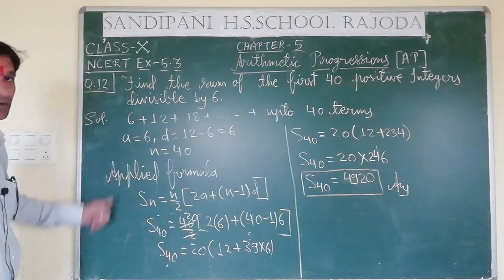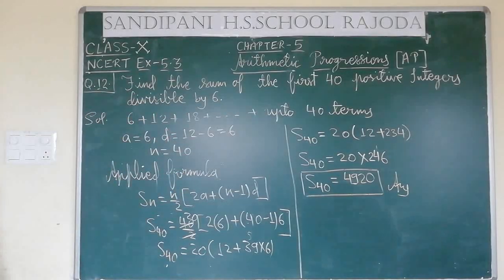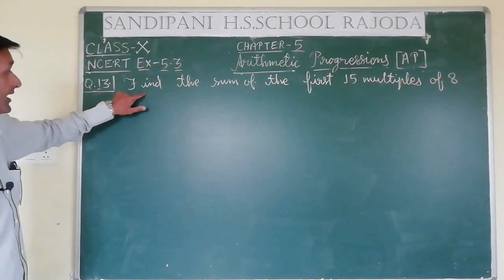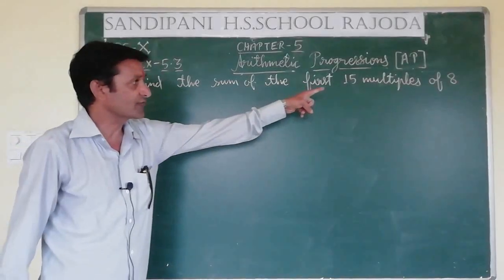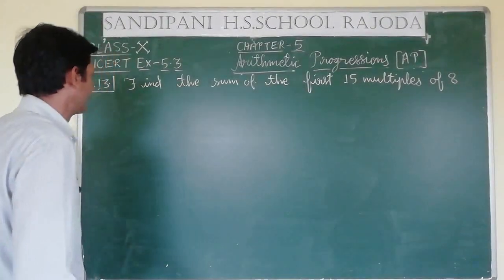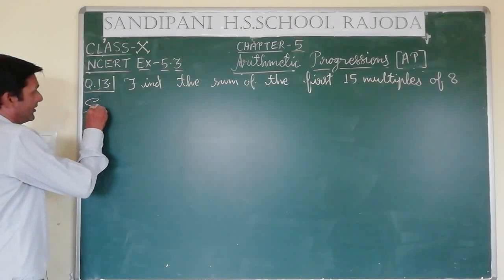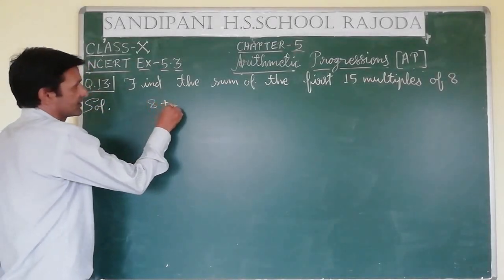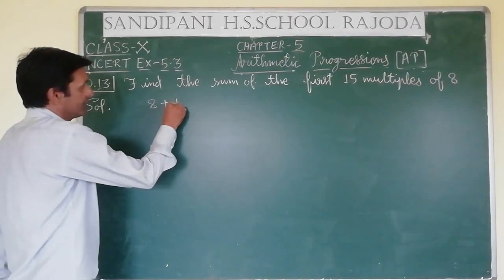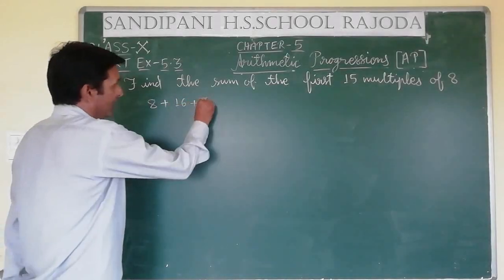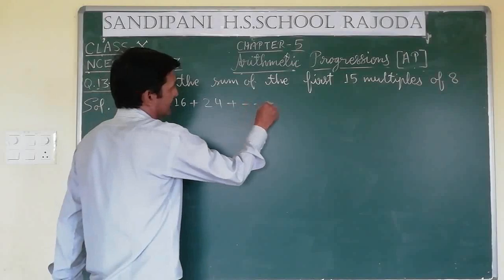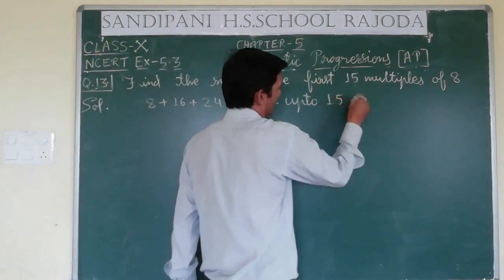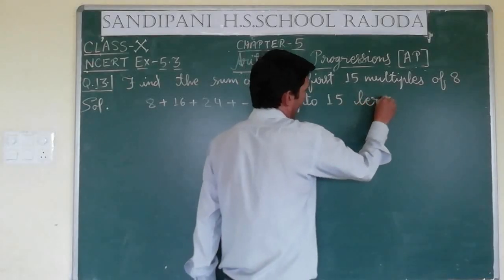So this question number 12 is now over. Now see our question 13. It is: find the sum of the first 15 multiples of 8. So in the solution we have to write first of all the AP: 8 plus, now 8 twos are 16, now 8 threes are 24, just like this, up to how many terms? Up to 15 terms, because 15 multiples we have to find.